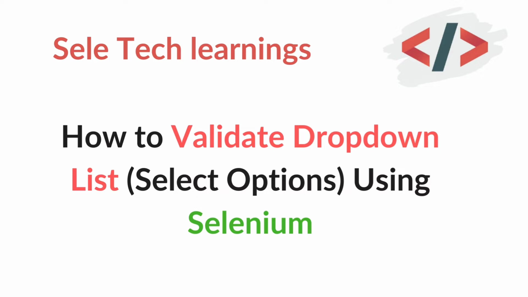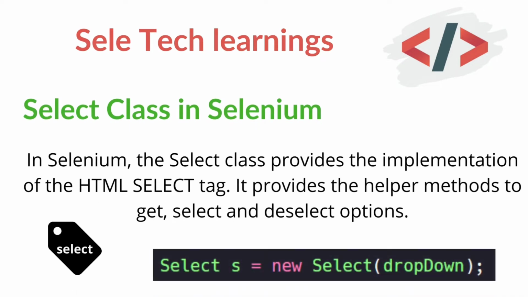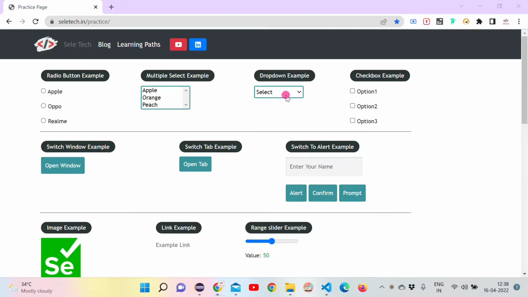Today we are going to discuss how to validate a drop-down list using Selenium. We can handle drop-downs in Selenium using the Select class. This class provides the implementation for handling the select tag in HTML, and it also provides some useful methods to select or deselect the options and to get the options. Now we will see this practically using a practice space.